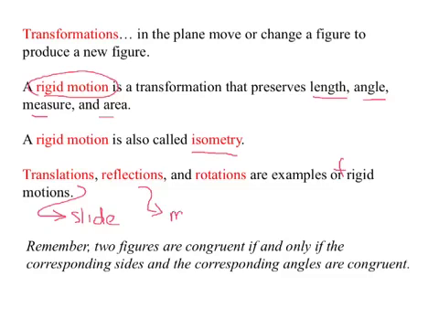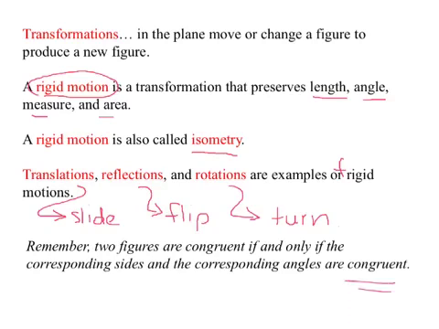Something to add into your notes: a translation is a slide, a reflection, I don't know what else to say about that, other than you can think of a mirror. Oh, a flip. I got the word. And a rotation is a turn. A slide, a flip, and a turn. Remember, two figures are congruent if and only if the corresponding sides and the corresponding angles are congruent.